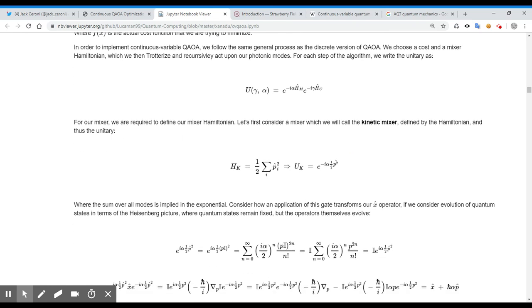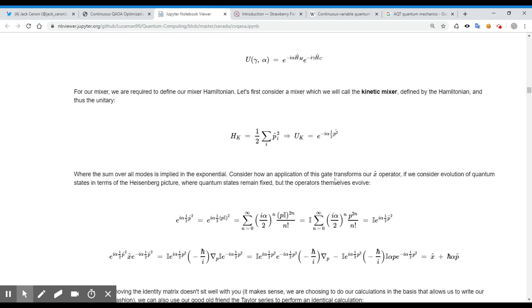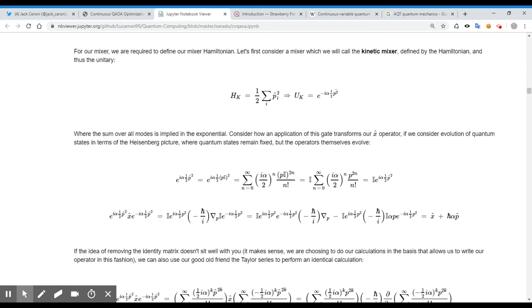To define the unitary for our mixer, we're required to define our mixer Hamiltonian. Let's first consider a mixer which we will call the kinetic mixer, defined by the Hamiltonian, and thus the unitary, okay, kinetic mixer, where the sum over all modes is implied in the exponential. Consider how an application of this gate transforms our position operator.